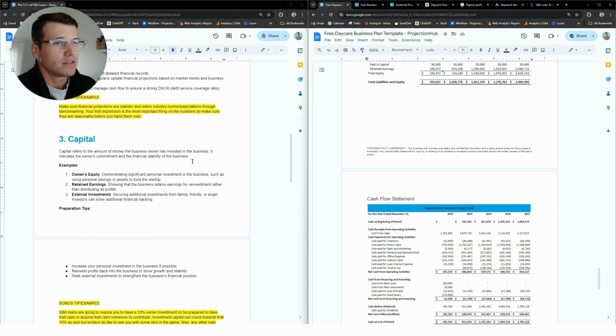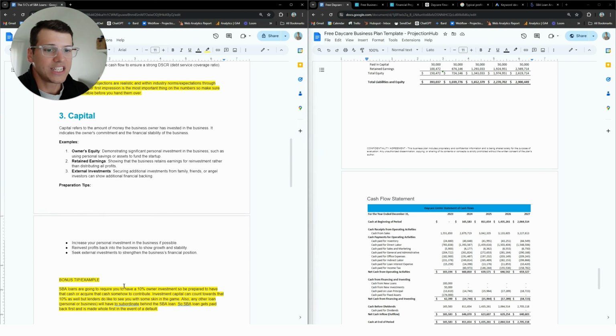So again, I'm going to talk about this from the perspective of, let's say you're a startup looking for an SBA loan. If it's going to cost $100,000 to start up your daycare center, your lender's not going to give you $100,000, right? SBA loans are going to require at least a 10% owner investment. So if you need $100,000 to get started, you're going to be required to put in at least $10,000 of cash.